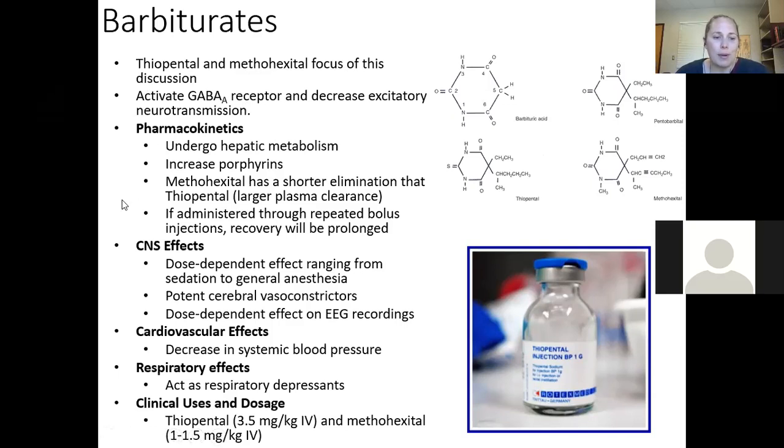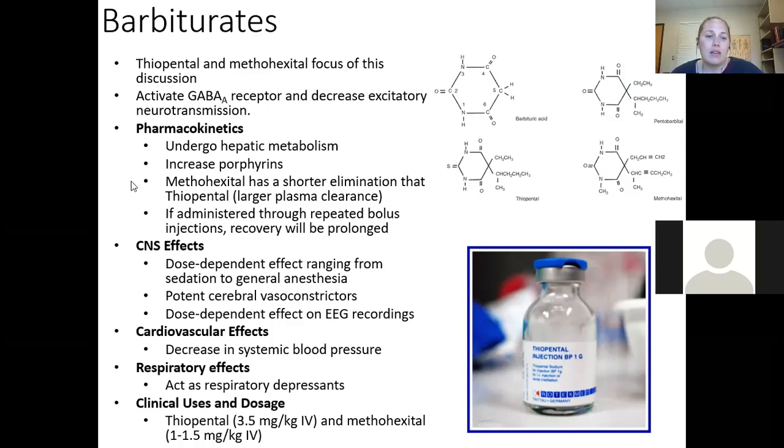In terms of the pharmacokinetics, it does undergo hepatic metabolism and increases porphyrins. Those are going to be a metabolite or an enzyme that's responsible for the generation of heme, and you can actually have individuals who have porphyria. And so if you are treating someone with porphyria, barbiturates can exacerbate that. So you just want to make sure that you know that part of the patient history. If they are suffering from porphyria, you won't necessarily want to exacerbate that with barbiturates.